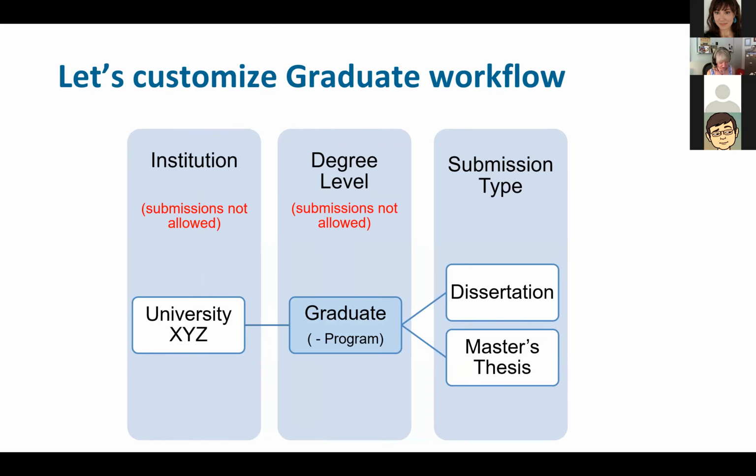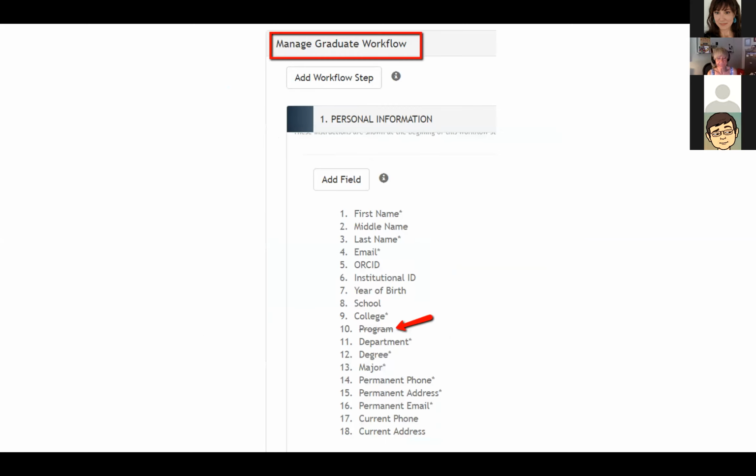Let's say in the graduate program, you don't need that program option in the workflow, so you want to remove it. And that applies to both dissertations and master's thesis workflow. So it came down from the university, graduate school doesn't need it, or the graduate degree doesn't need it, so they remove it. That removal carries through to the next level down, the dissertations and the master's thesis. And there's an example, it's been removed from the graduate workflow.